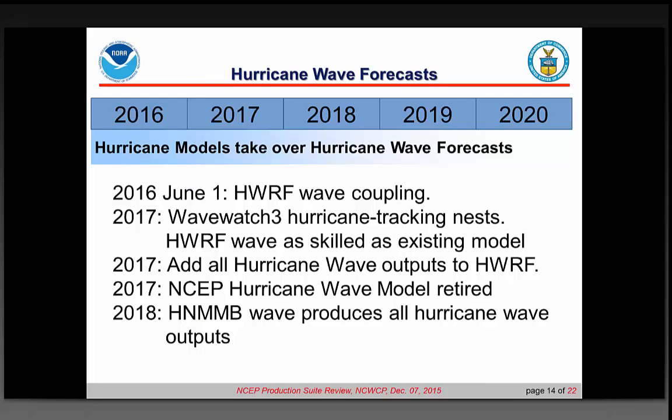And the hurricane wave forecast, as I mentioned, will be initially one-way coupled to the H-Warp system this year, and eventually all the wave products coming out from hurricane waves across the globe will be provided by the hurricane model when it transitions into operation.